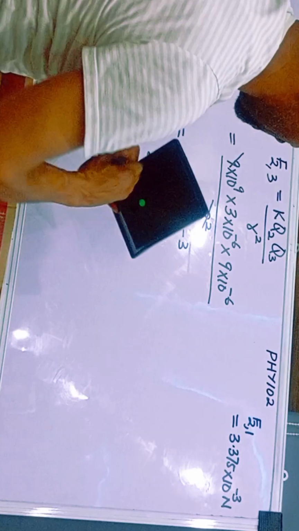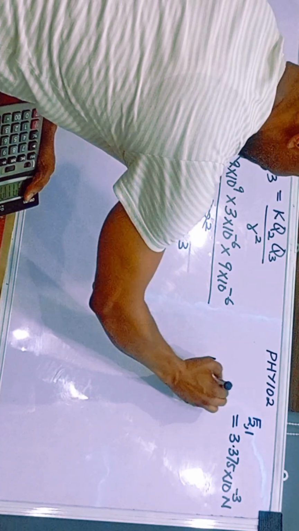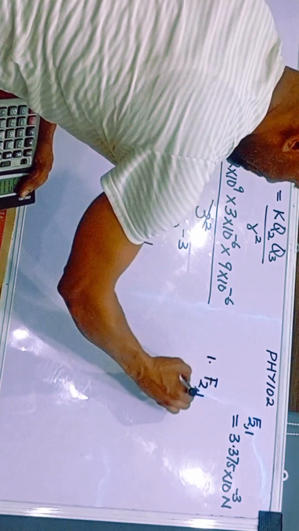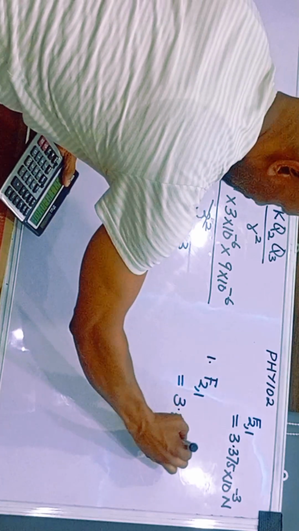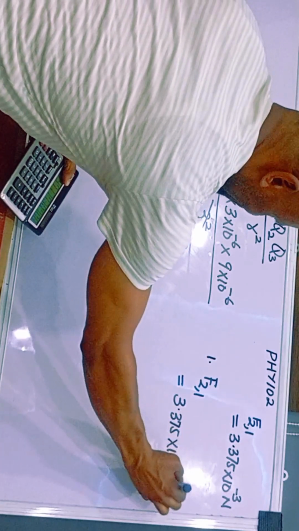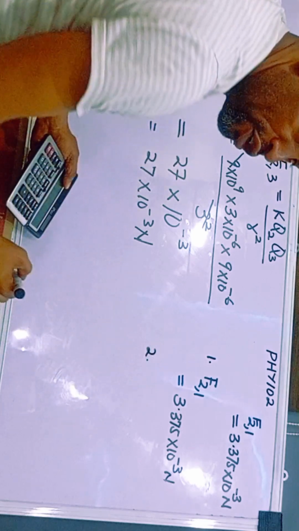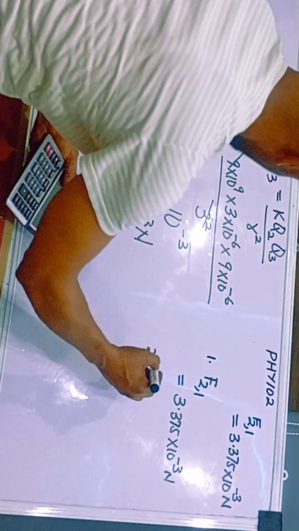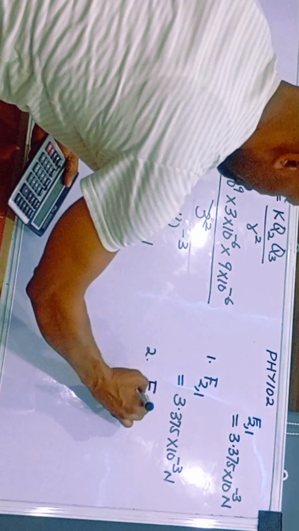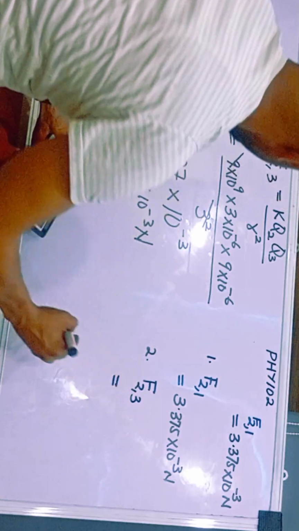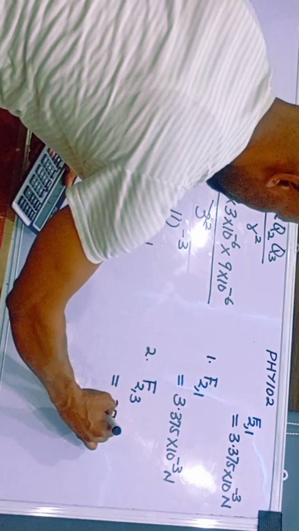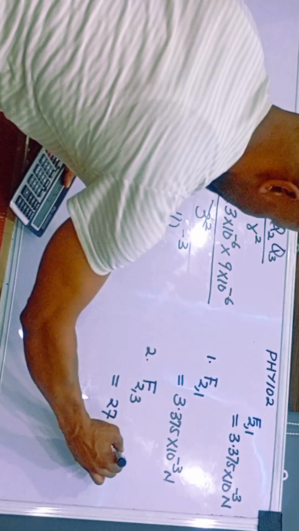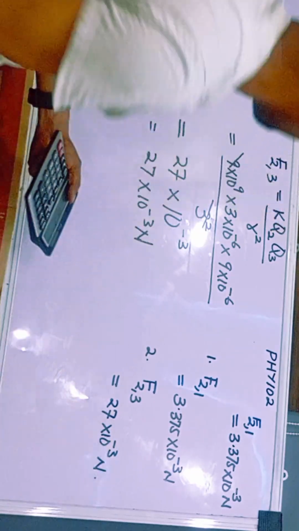What are the things I have, my people? 1. I have the force on 2 due to 1. What is the result? 3.375 times 10 raised to power minus 3 Newton. Next, force on 2 due to 3. What did we get? That is 27 times 10 raised to power minus 3 Newton.